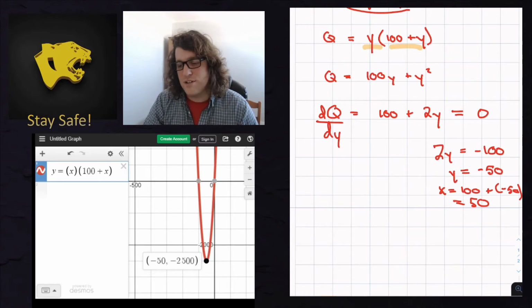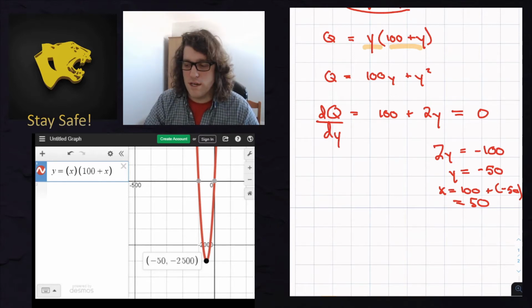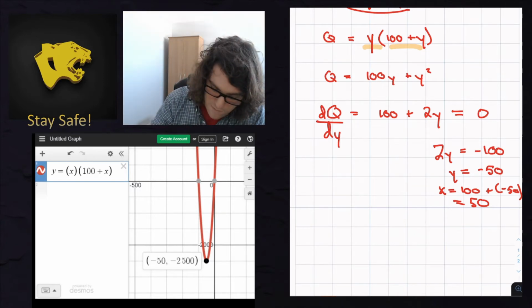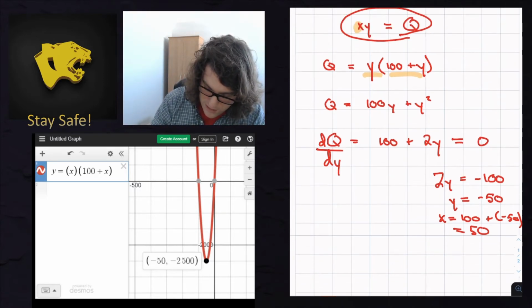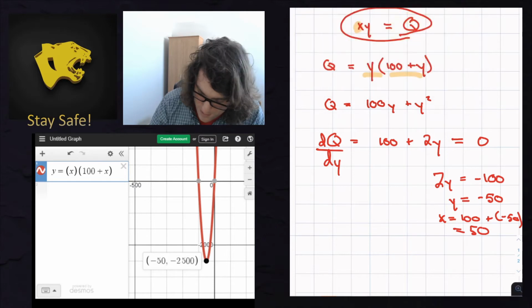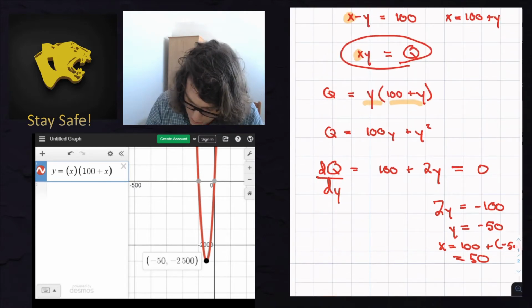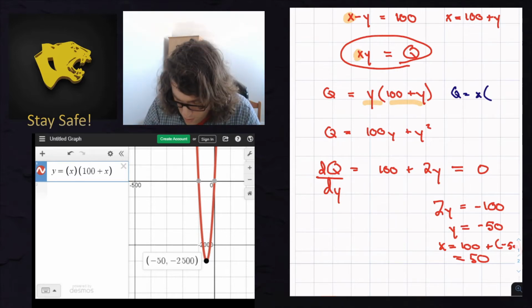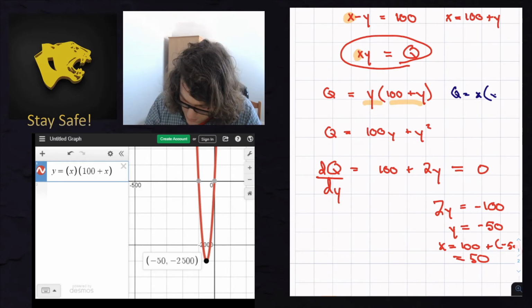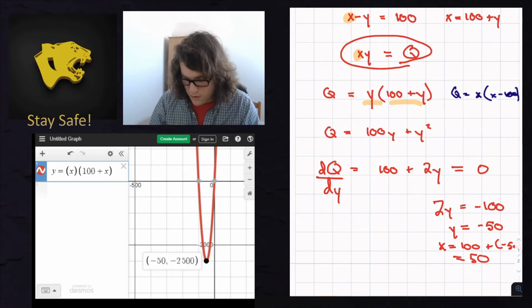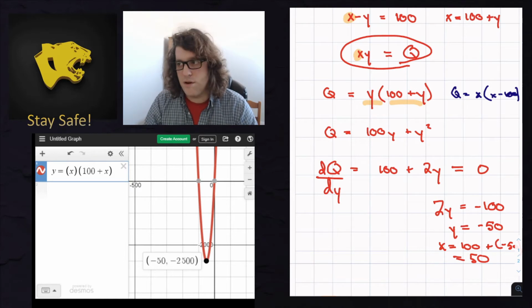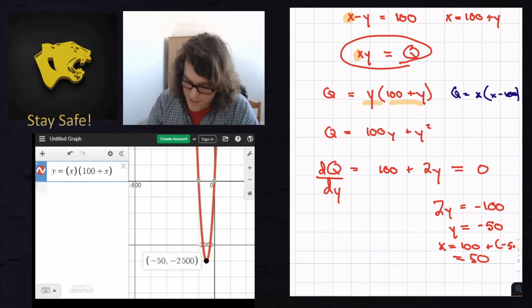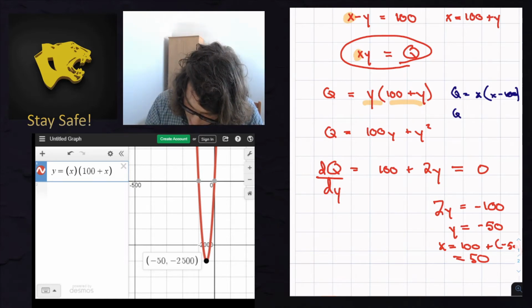Now, I don't know if I should do this and overkill it a little bit, but if we had selected originally a different path, and we had said, oh, I think I want to describe the quantity in terms of x instead. So my y, if I move that over, would actually be x minus 100. You'll notice that there's a little bit of a difference there. It's 100 plus y versus x minus 100. So in this case, my quantity would be x squared minus 100x.